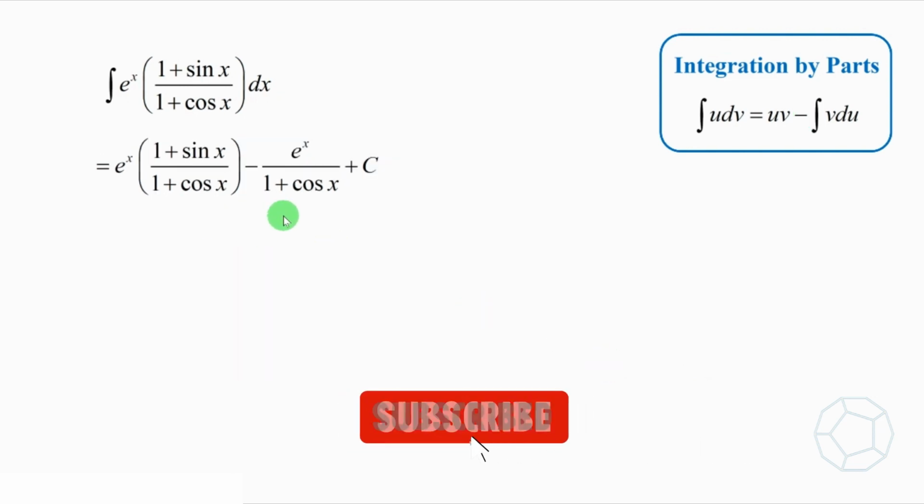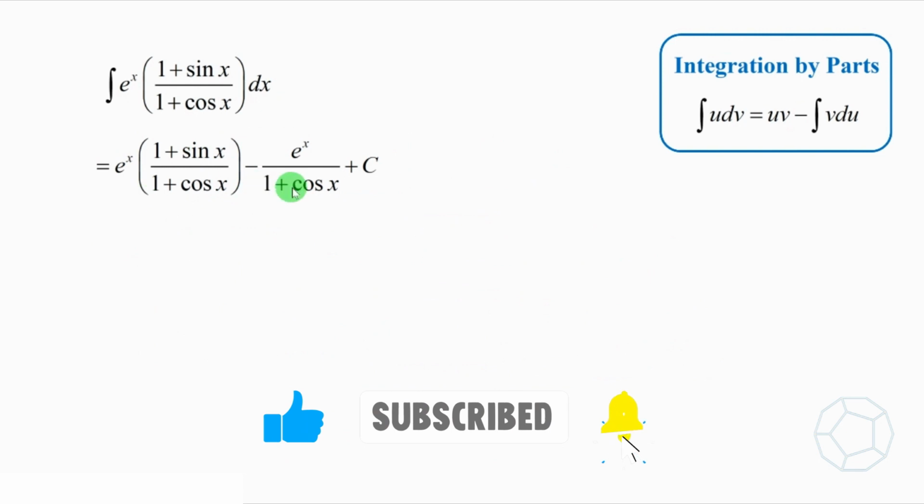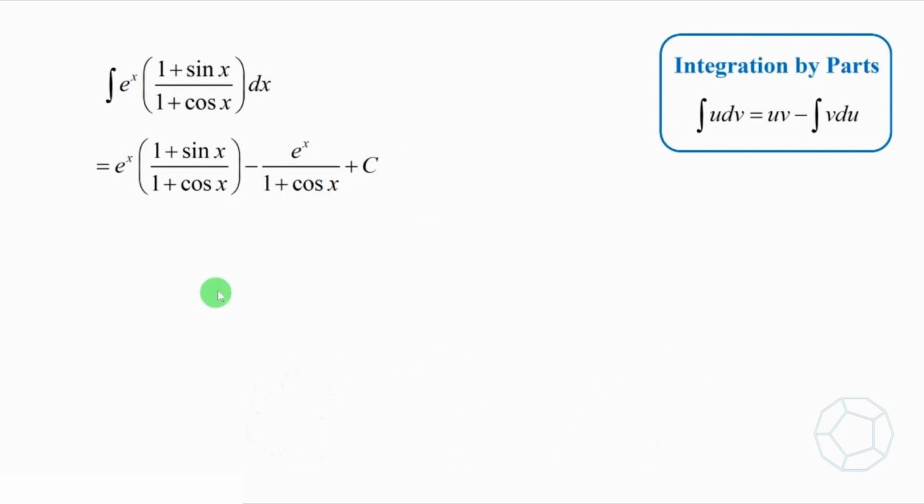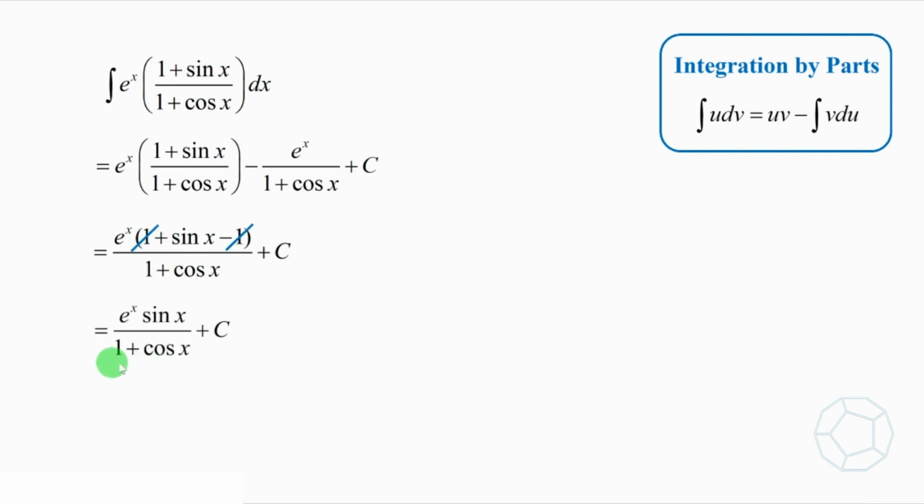For the remaining two terms, they have the same denominator, 1 plus cosine x. We can put them together in a single fraction. Cross out the constants 1, then we get the answer. It is equal to e to the power of x times sine x over 1 plus cosine x plus c.